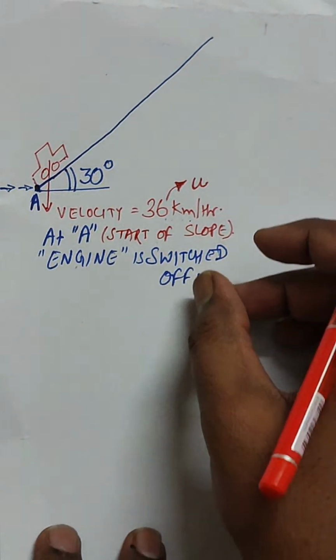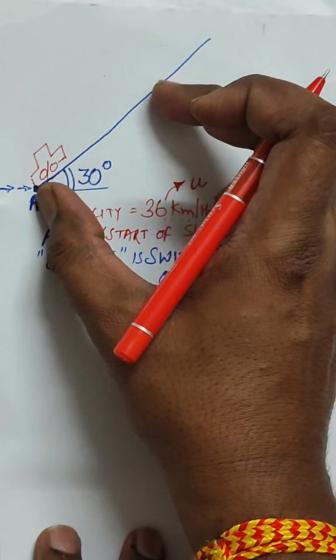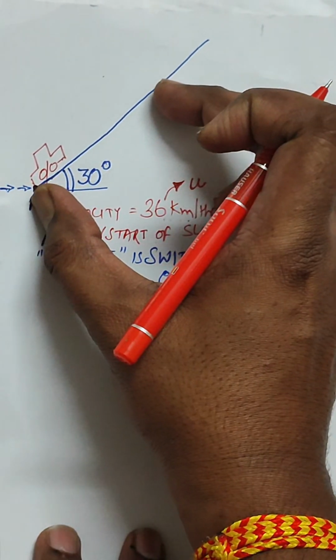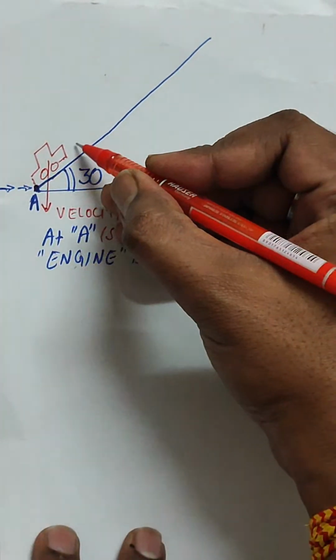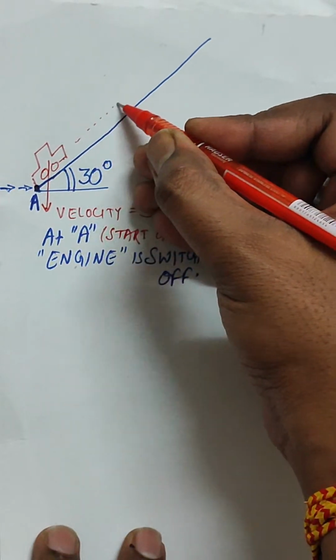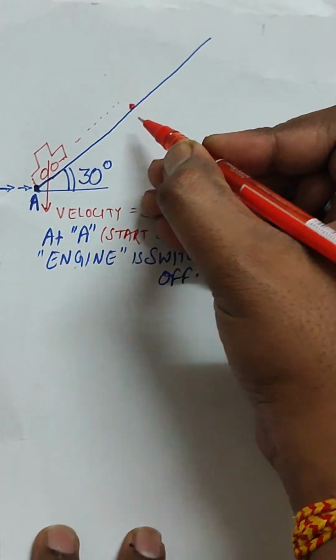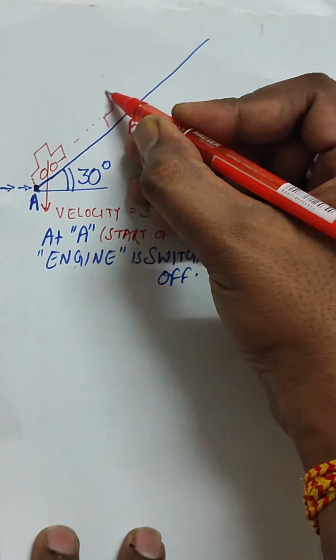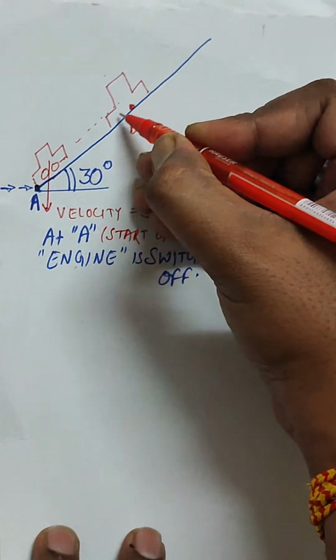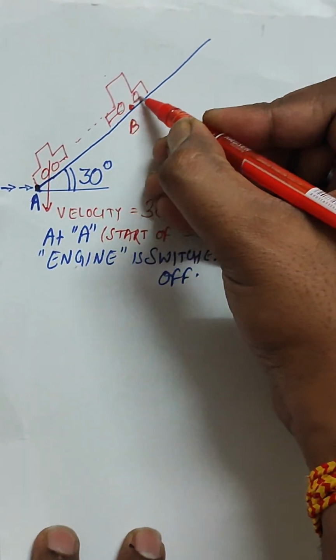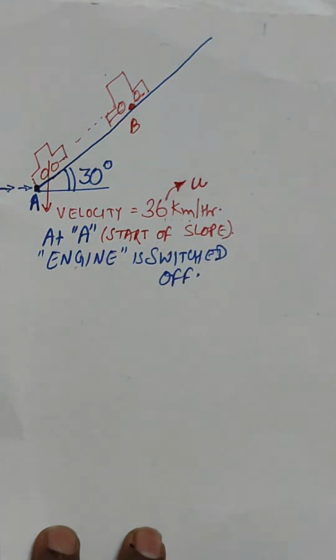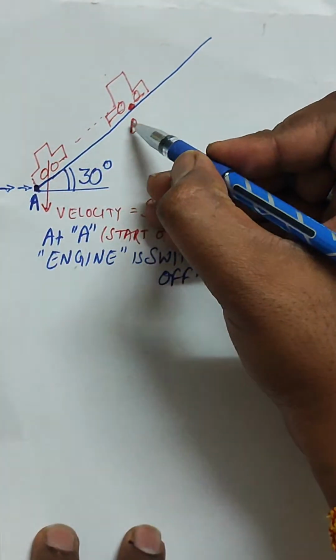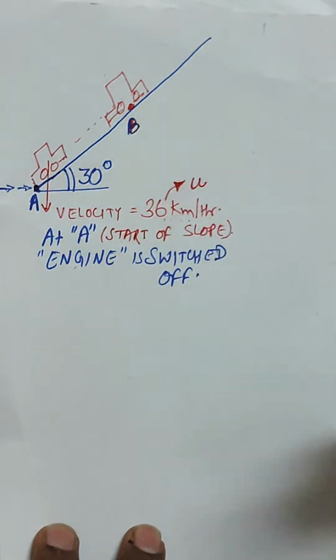We consider that after traveling how much distance the car stops. So let's say the car is moving till this point, and this point is B, and the car reaches over here, till this point the car reaches and it stopped. So the car traveled from A to B.